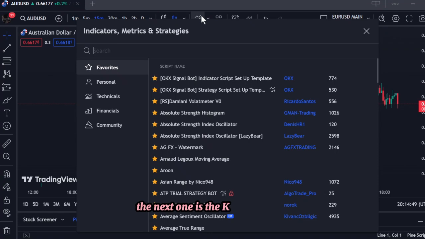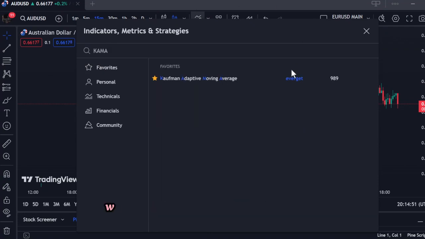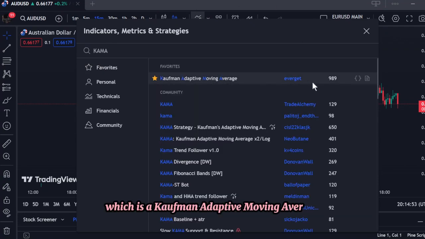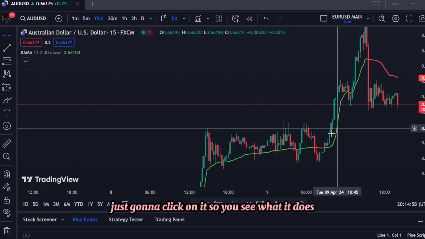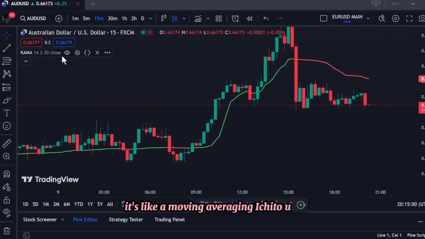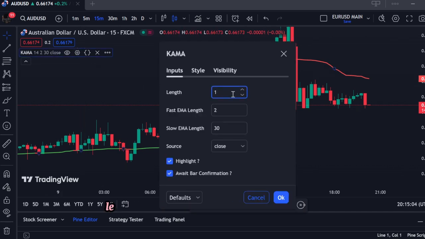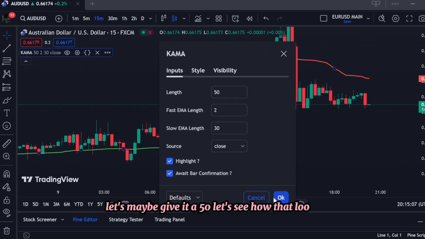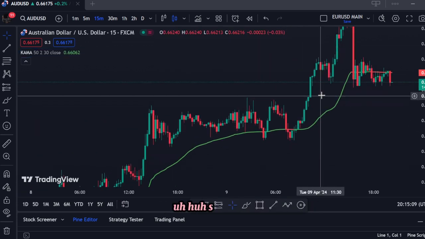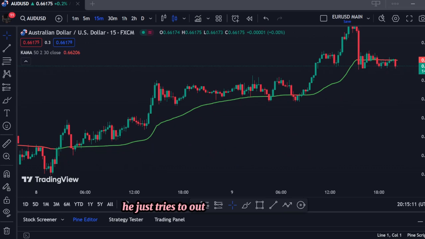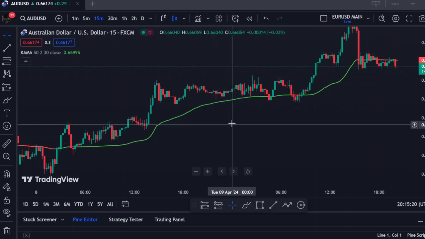The next one is the KAMA, K-E-M-A, which is the Kaufman Adaptive Moving Average, and you can select this first one by Everget. I'm just going to click on it so you see what it does. It's like a moving average indicator, and you can also change the length. Let's maybe give it a 50. Let's see how that looks. So it just tries to outline when the market is currently trending and all of those fun stuff. Okay, now I'm going to remove it.